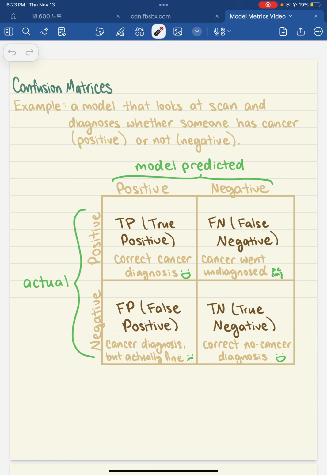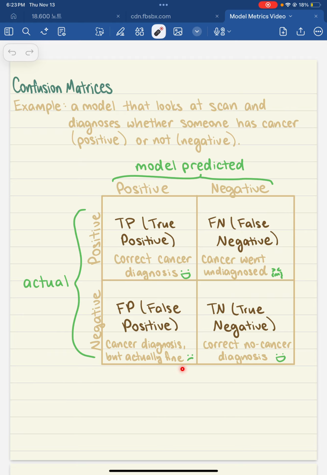And then on this y-axis, we have whether the person actually ended up having cancer or whether they did not actually end up having cancer. So true positive and true negative is where you want to be. Either they didn't actually have cancer and you caught that, or they did actually have cancer and you caught that.